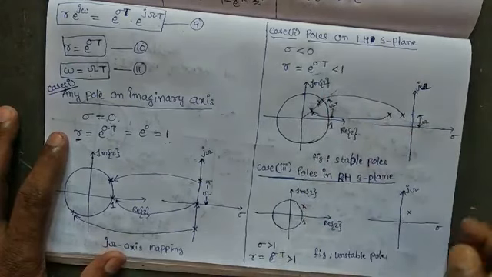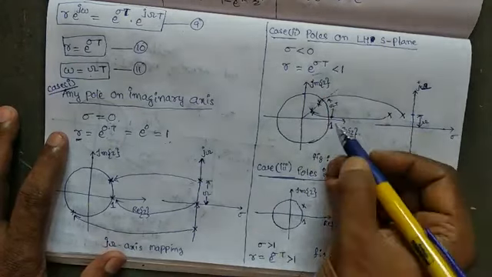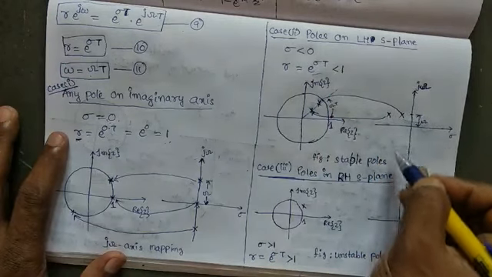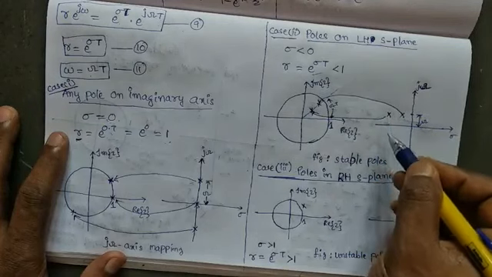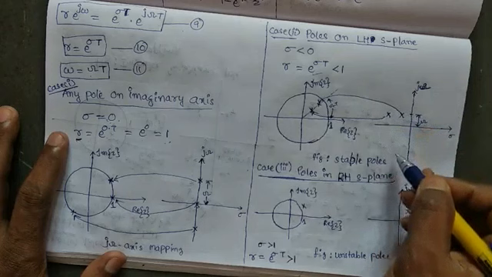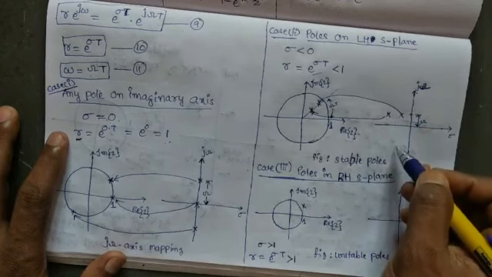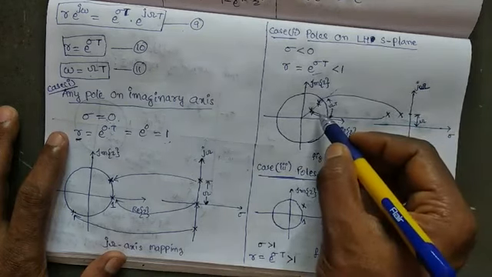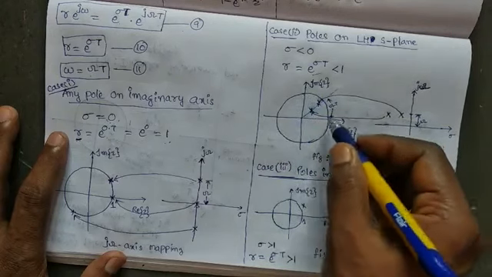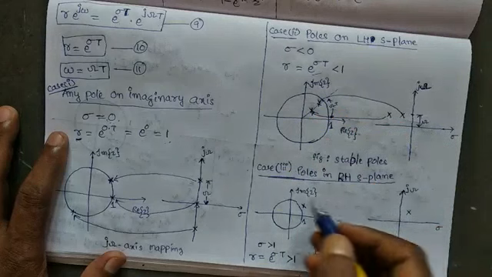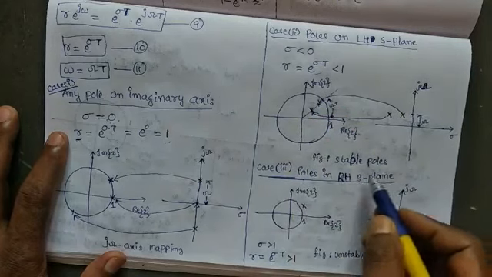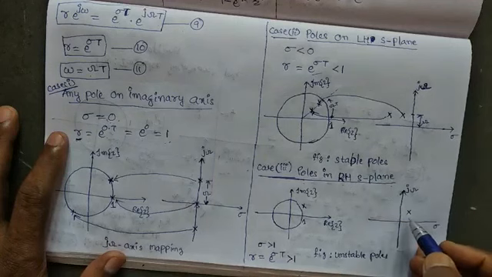Third case is poles on the right half. The poles in the left half S-plane indicate stable poles. The stable poles in the left half S-plane map inside the unit circle in the Z plane. The poles in the right half S-plane are unstable poles.